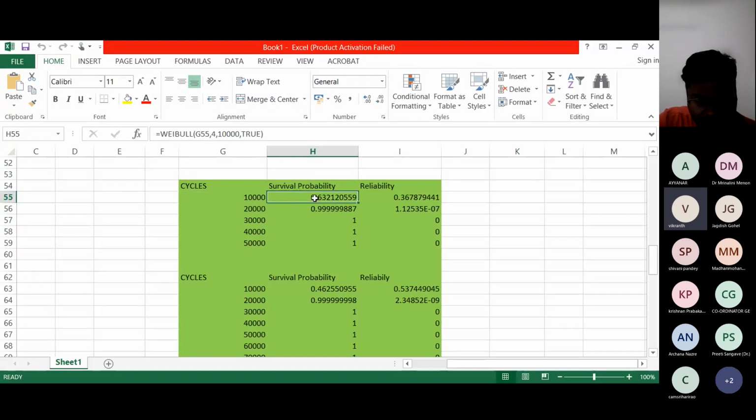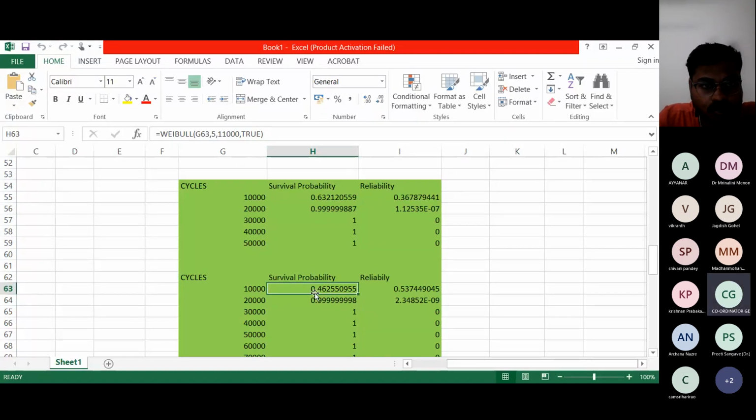This is Weibull of 10,000. Alpha is the slope, 4. Shape is beta, 10,000, and true. I'm getting 0.60. That is the survival probability, that's what I heard from the lecture. And for the same values for Weibull, slope is 5, shape is 11,000, I'm getting 4.6. Is this reliability or survival probability? I'm confused, sir.